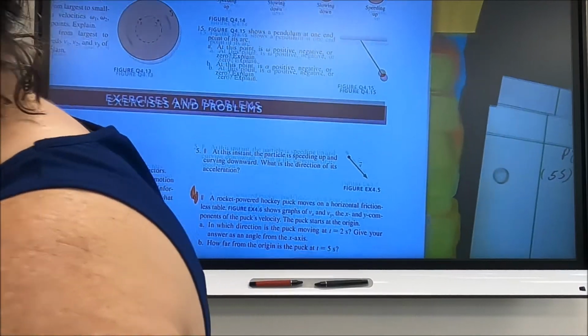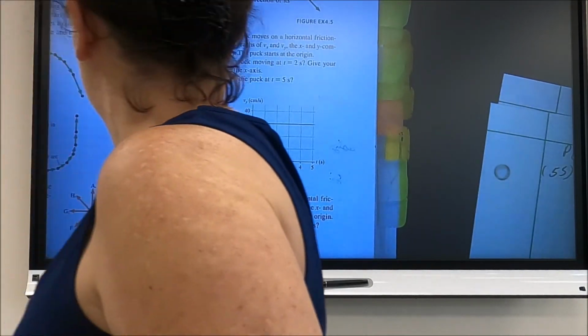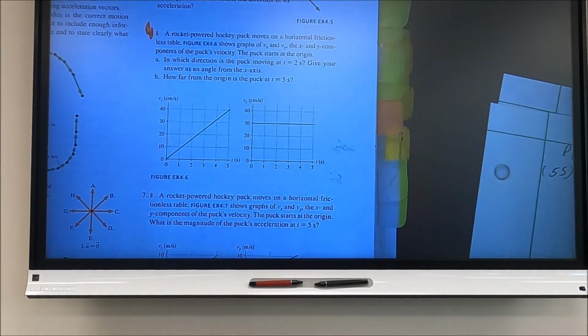Okay, let's look at problem 6 here. Now, it says a rocketed hockey puck moves on a horizontal frictionless table.